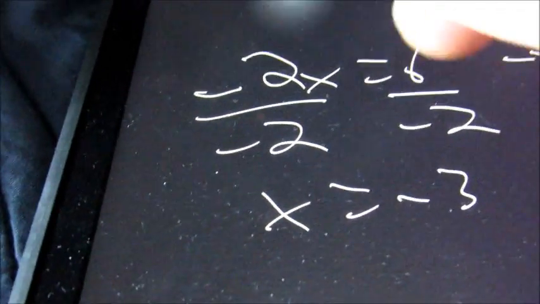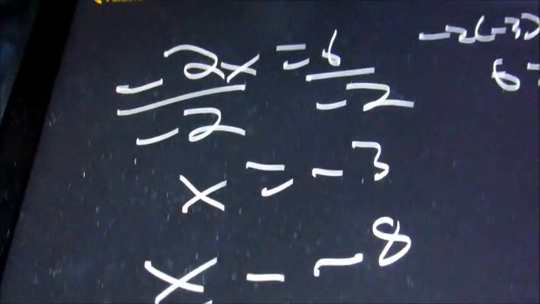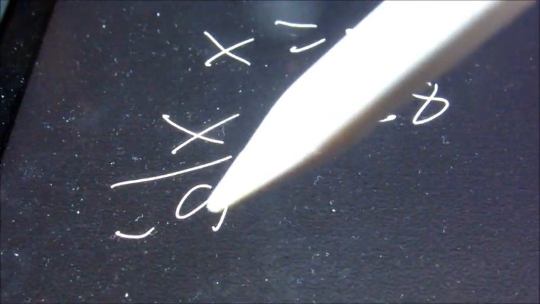Let's say we have x over negative 9 equals negative 8. So we're dividing by a negative number here, so we're going to multiply by the negative 9.